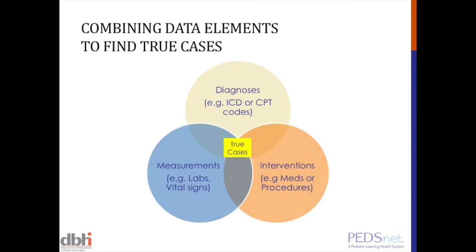And so the idea is that if you combine all these different data elements, then in this Venn diagram, the ones that have the most overlap are probably more likely to be your true cases once you combine all these different data that could be available to you in the EHR.